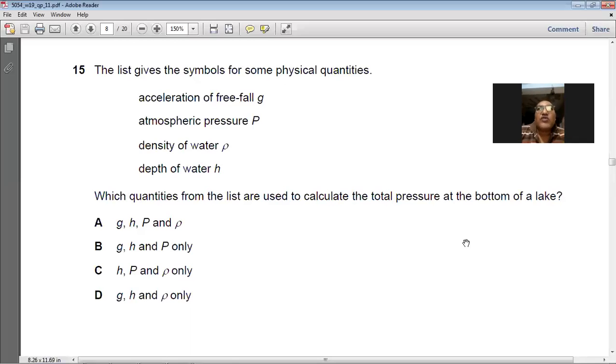So which quantities are used? Capital P, rho, g and h. They all are used. So A looks the right option, sir. A tricky question and a new question. A is the right option.